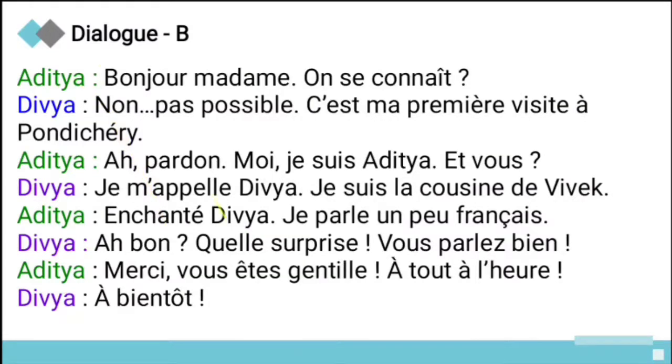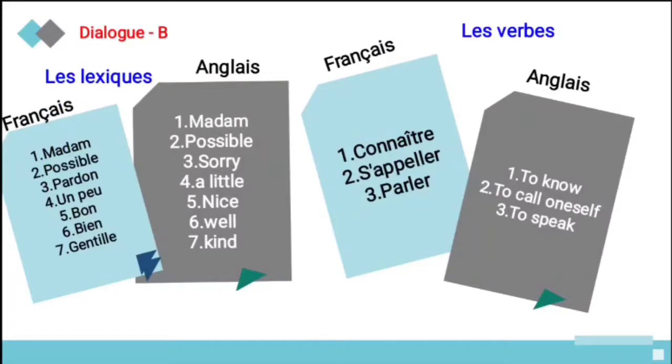So this is all about the dialogue B. Let us move to the lexique and le verbe, which is based on the dialogue B. First one, madame, that is madam. Possible, that is possible. And third one is pardon, sorry. Un peu, a little. Bon, nice. Bien, well. Gentil, it's kind. So this is all about the lexique.